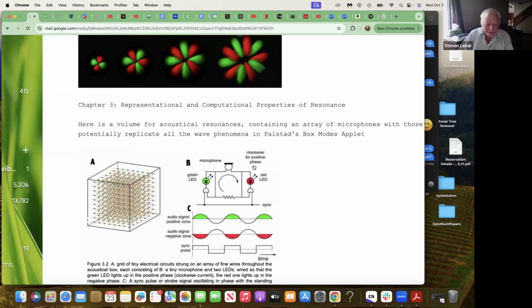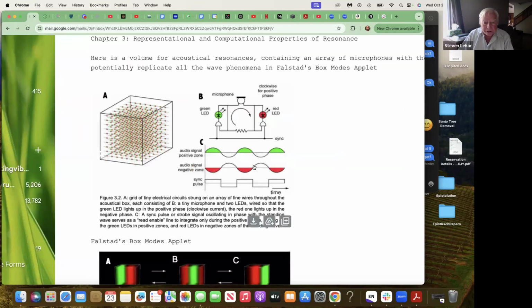So what we have on the left is an acoustical box, like the box modes applet in Falstad. And at each location in the box, there's a mechanism like B at the top right there, which is a microphone that picks up the vibration of the air in the box locally, and two diodes counter biased against each other. So when the sound wave goes up, it's green, and when the sound wave goes down, then it's red.